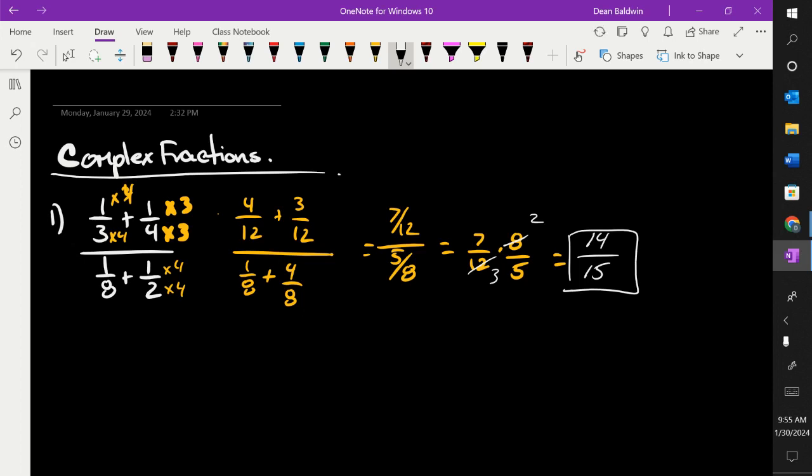That's a complex fraction. Easy. Simple? Yeah. Okay.